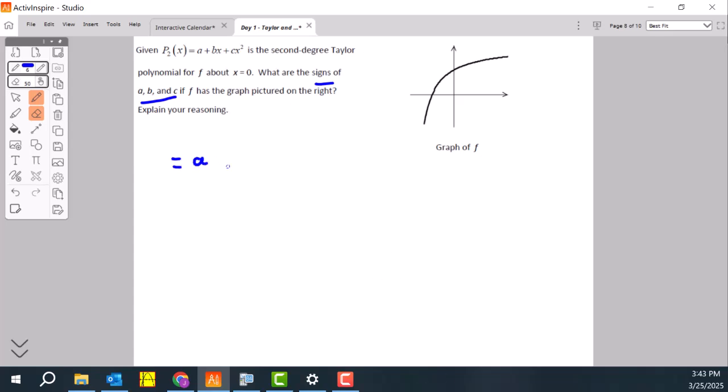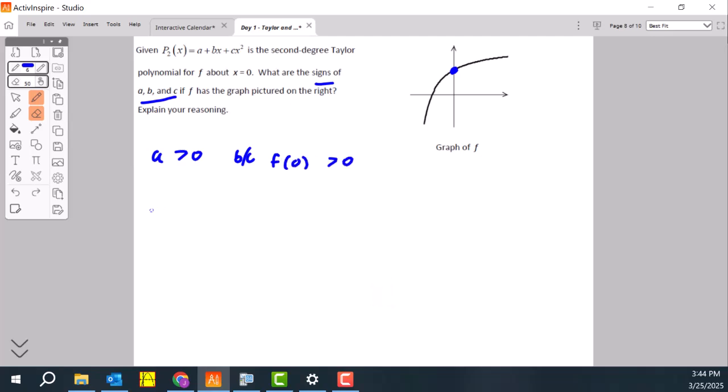So we know that A has to be f of 0. So that is the function's value at 0. A is f of 0. Now, we don't know what that function's value is, but we can see it here on the graph. It's above the x-axis, so this should be positive, which means A should be positive. So let's write this so that we can explain our reasoning. We should say A is greater than 0 because f of 0 is greater than 0.